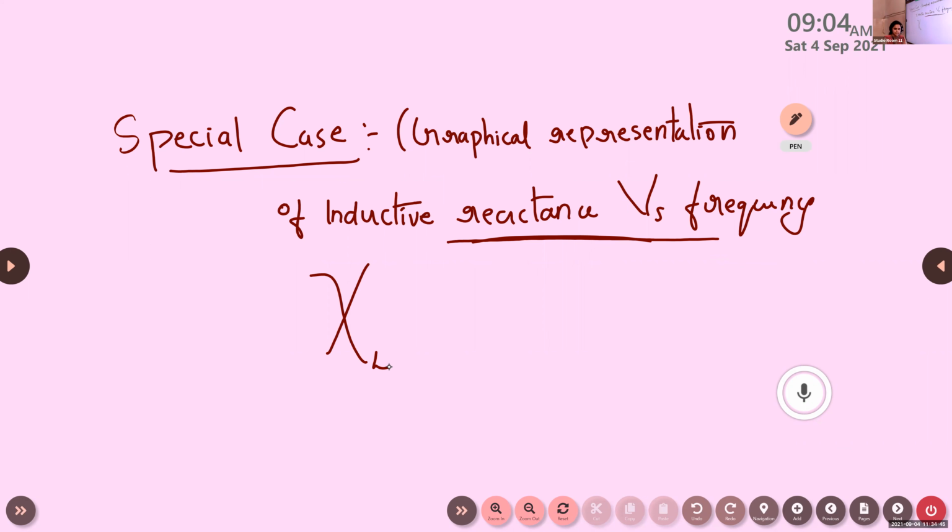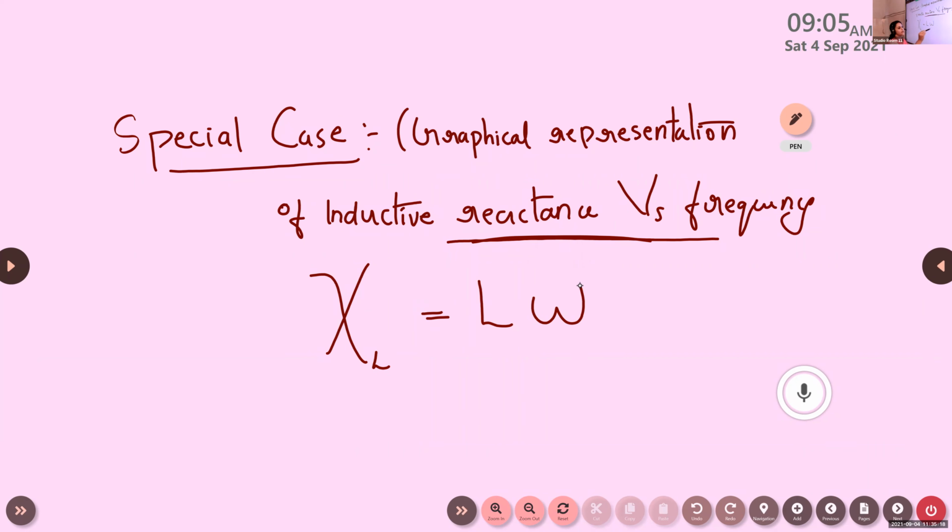Chi L represents the inductive reactance. Inductive reactance is something equivalent to the resistance in the case of a resistor. So inductive reactance means the resistance offered by the inductor. That is what is meant by inductive reactance. Okay, what is the value of chi L? The equation for calculating this inductive reactance: chi L is equal to L omega.